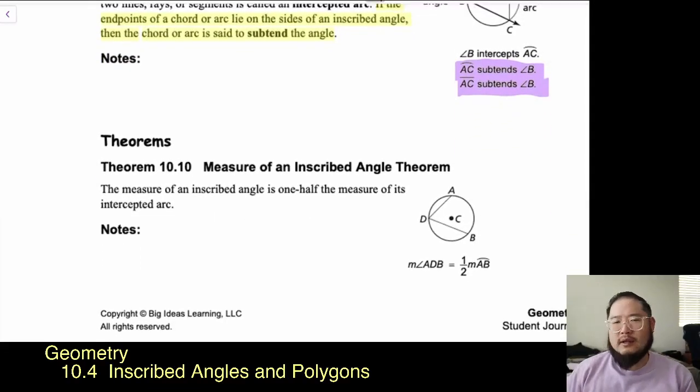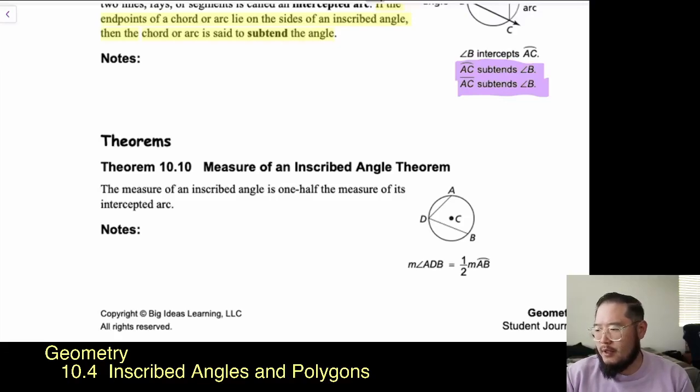We've got key theorems here that you're going to need to memorize, especially this one, because there's an equation that belongs to it. The inscribed angle theorem: to find the measure of an inscribed angle, take 1/2 the measure of its intercepted arc.